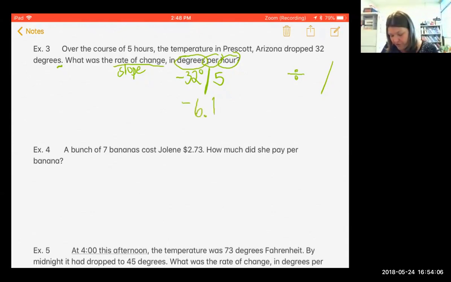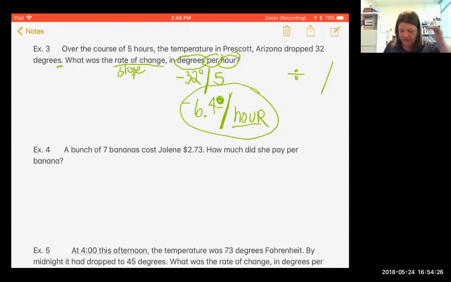So my temperature is dropping negative 6.4 degrees per hour. And notice how my answer has 2 units in it. It's degrees per hour. Rates of change or slope is always a something per something. Does that make sense? Yes. Okay, so negative 6.4 degrees per hour. Brilliant.